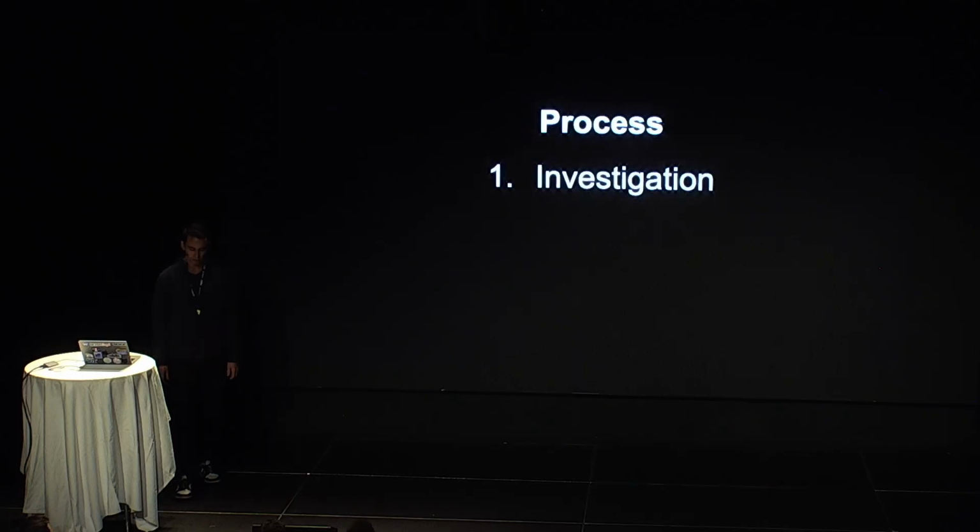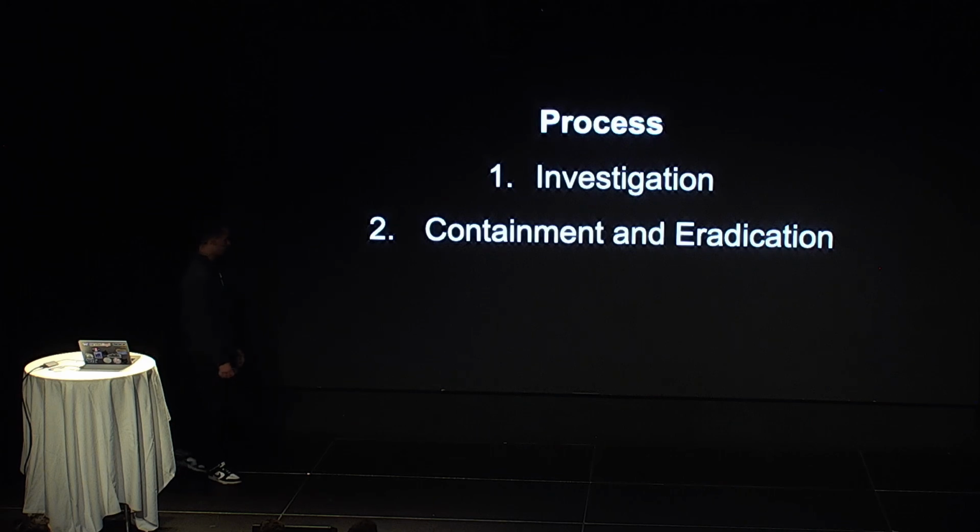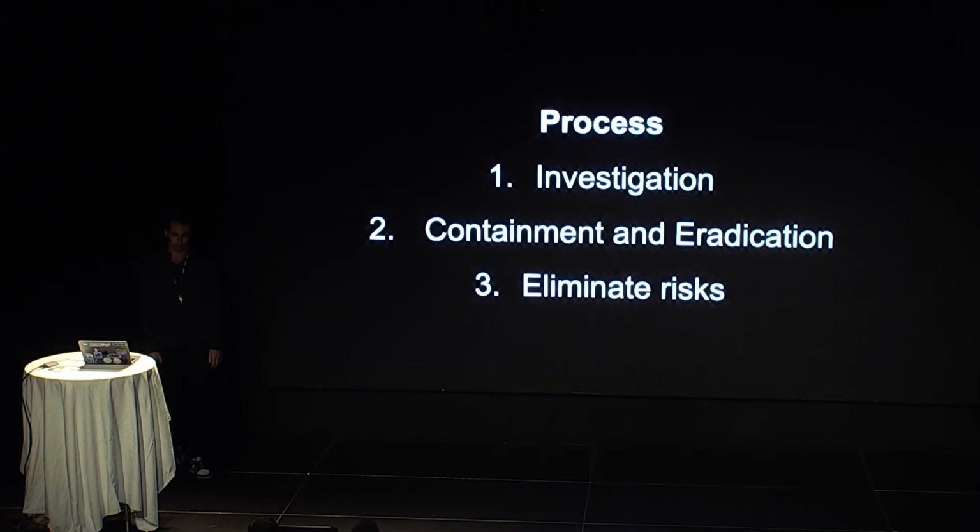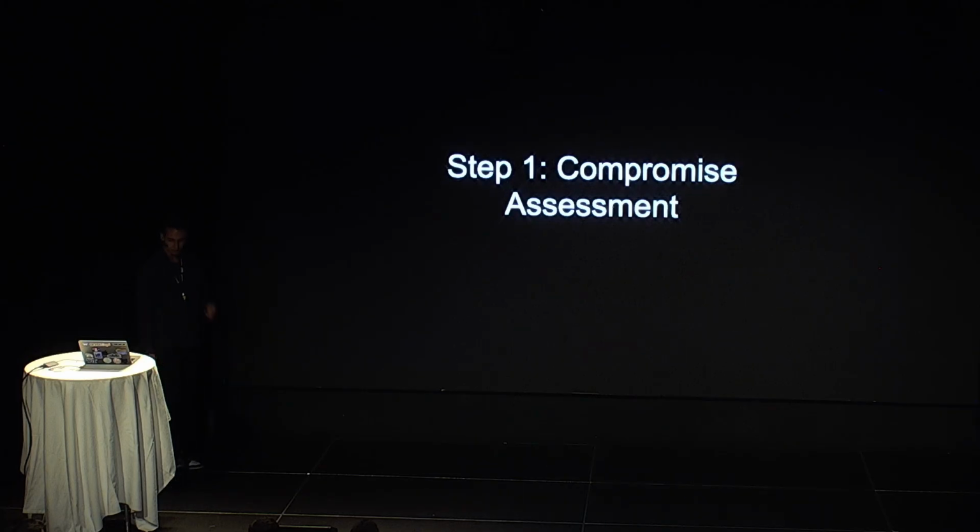And you can kind of follow a simple incident response process as well. You kind of start with investigation, look at the things that are there. Now, if you're finding any signs of compromise, you need to do some sort of containment and eradication. And then you can proceed to eliminating the risks once you've performed those steps. So the first thing we're going to do is, of course, going to be the compromise assessment.